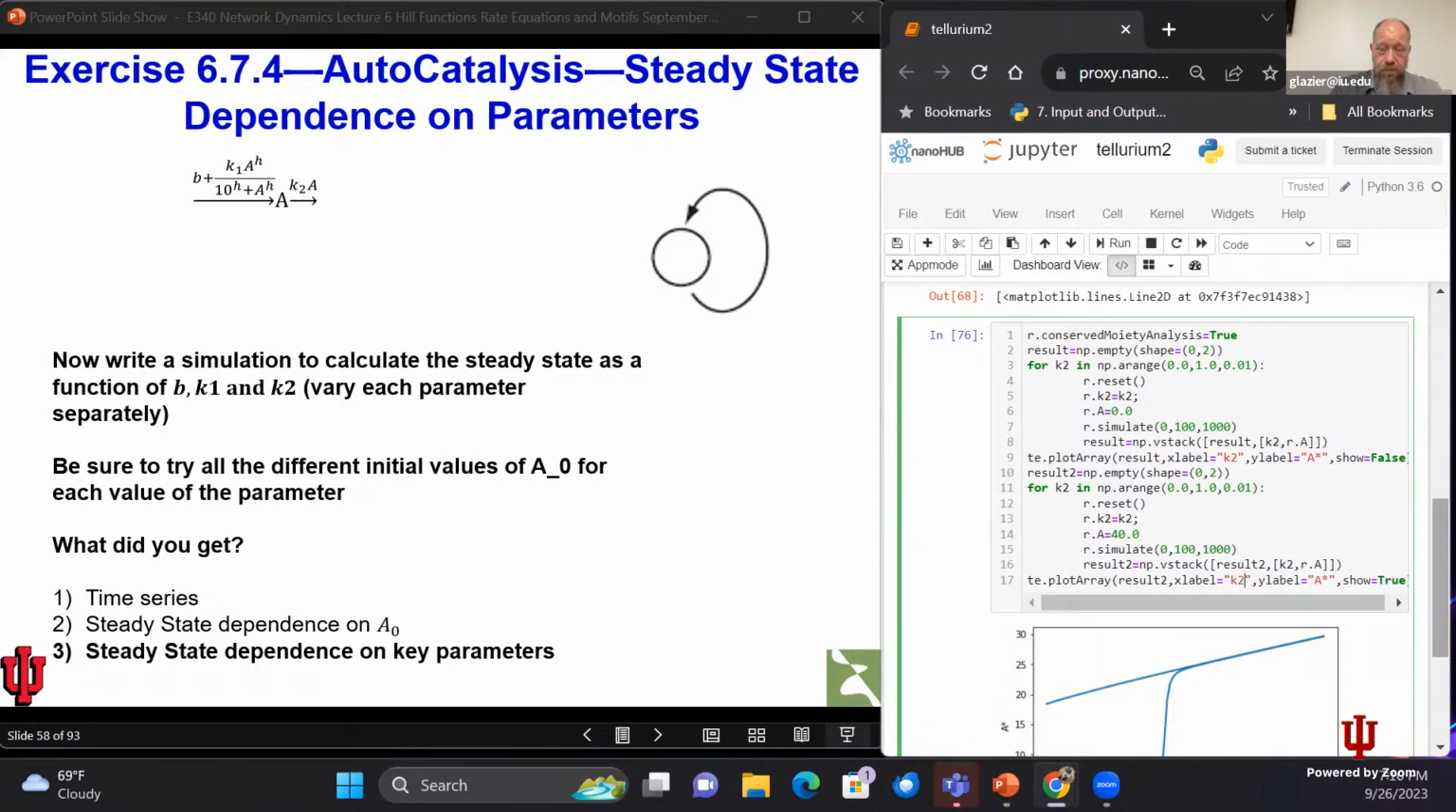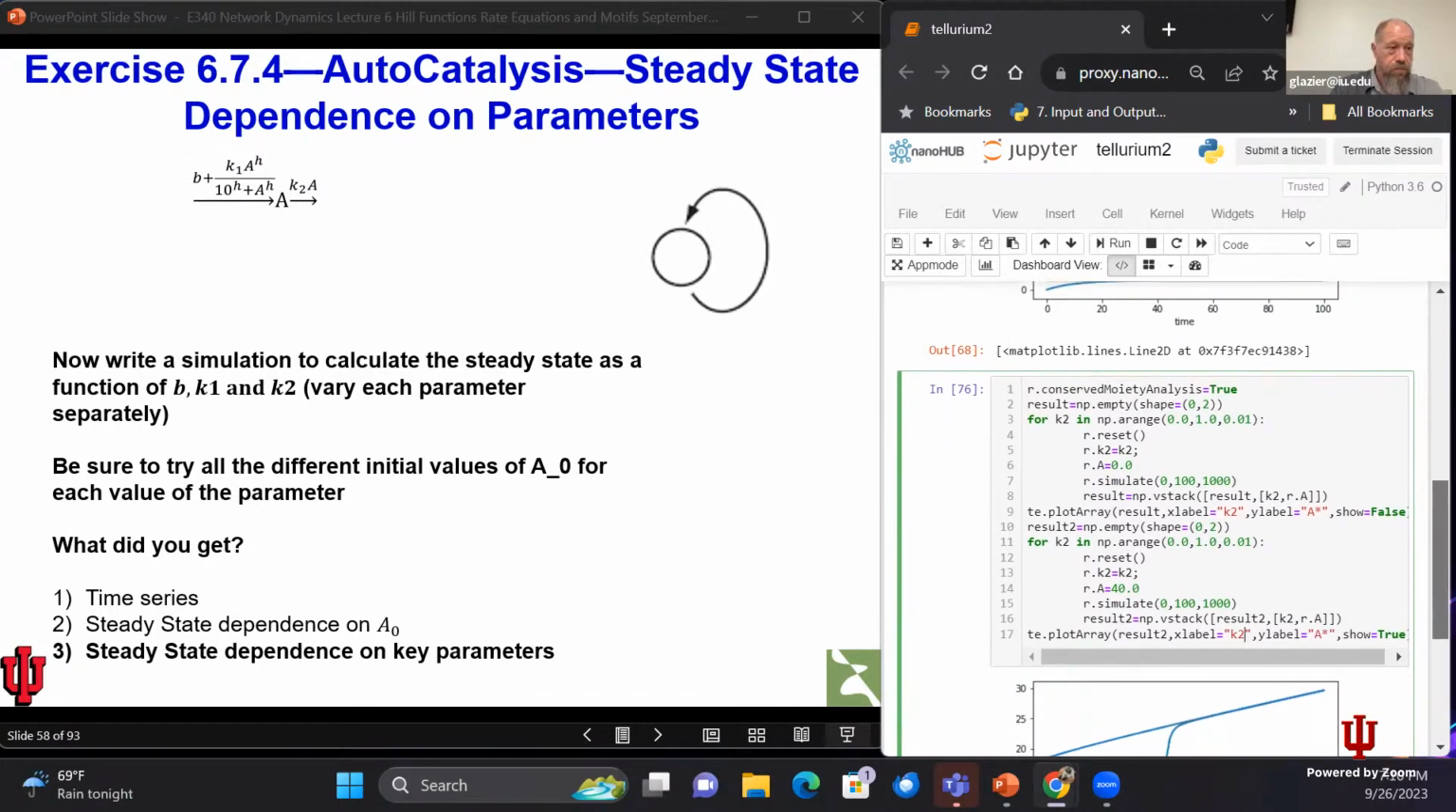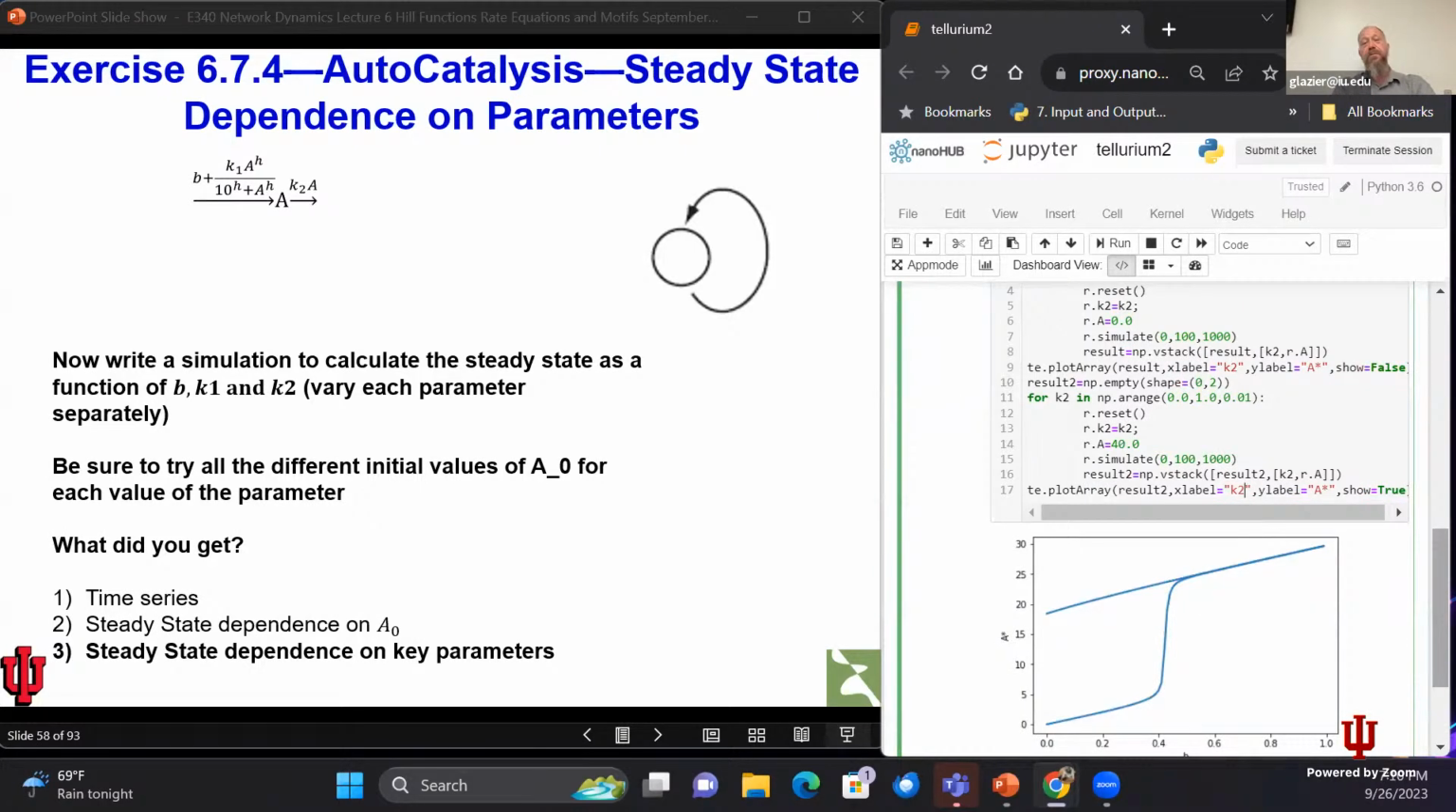But K2 is what? K2 is the decay rate of the chemical. Yeah. What would you expect if the decay rate is very high? Are you going to have any chemical at the end? No. If the decay rate's high, you're always going to get a low value of A, no matter what your initial value is. Did that work? Did it work for people? Were people able to get that to run?